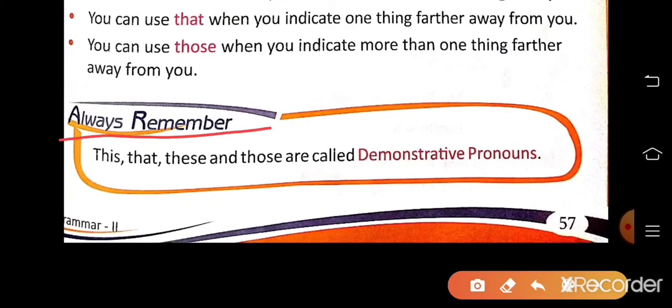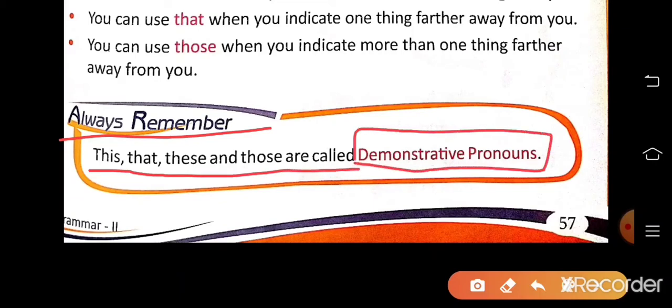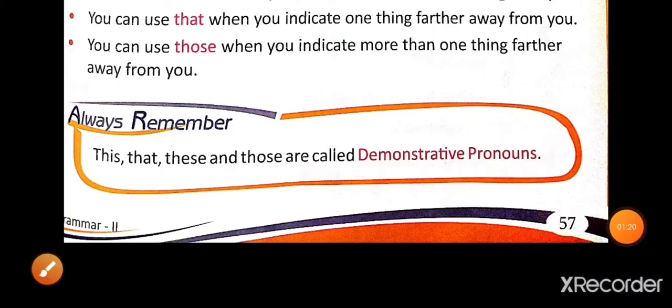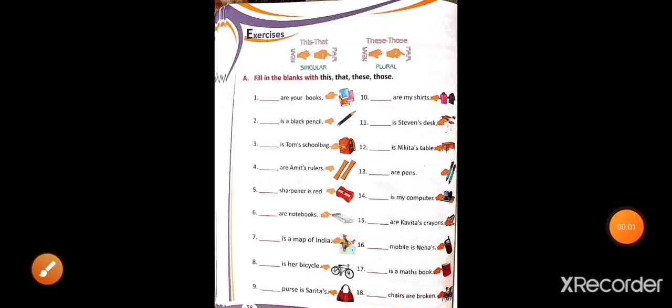ऑलवेज रिमेंबर दिस दैट दीज एंड दोज आर कॉल्ड डिमॉन्स्ट्रेटिव प्रोनाउंस. क्या बोलते हैं इन्हें? डिमॉन्स्ट्रेटिव प्रोनाउंस. ओके, नाउ नेक्स्ट पेज. दिस इज पेज नंबर 58.